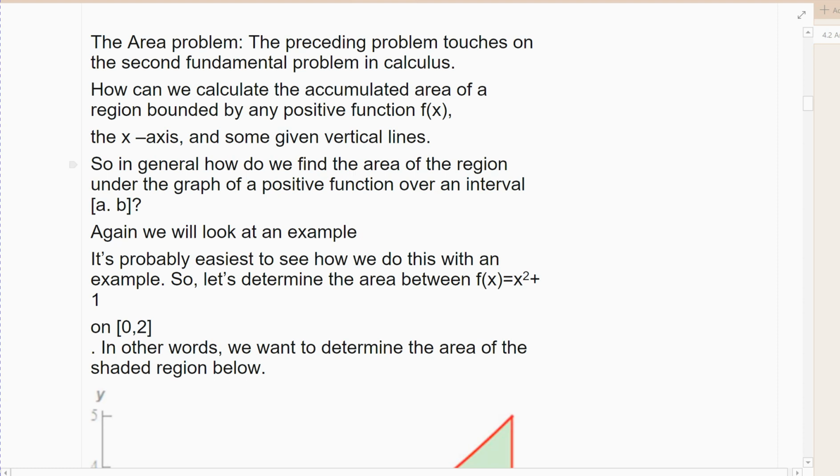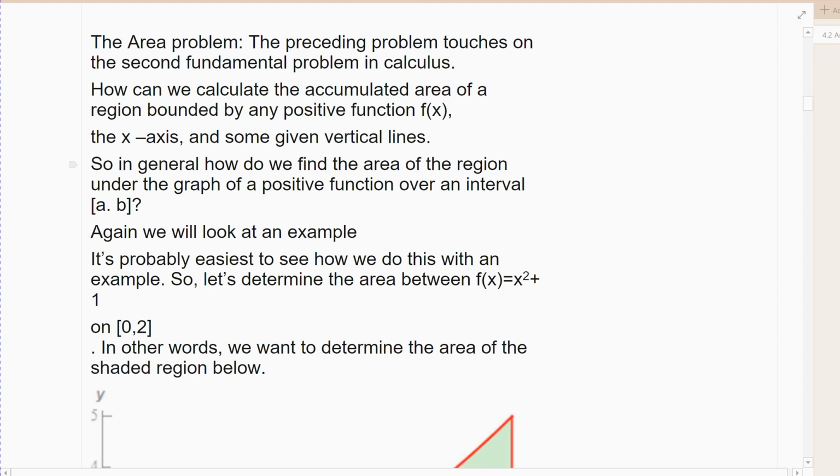So just like with the rate of change, we went back to the average rates, which I can find, and took a limit of it. Something similar is going to happen here with area. So what we're going to do is calculate the accumulated area of a region bounded by a positive function. I'm going to find the total area, the accumulated area, between my function and the x-axis.